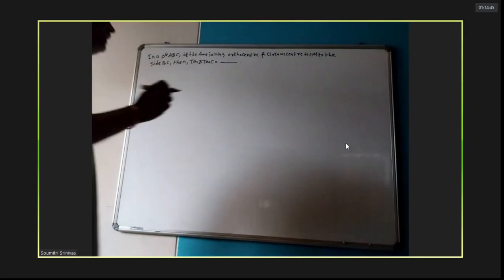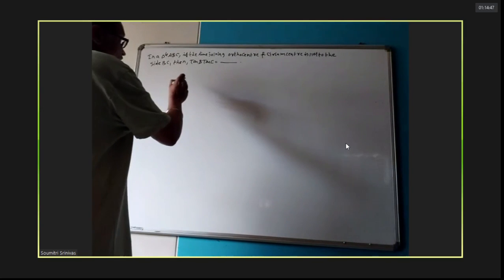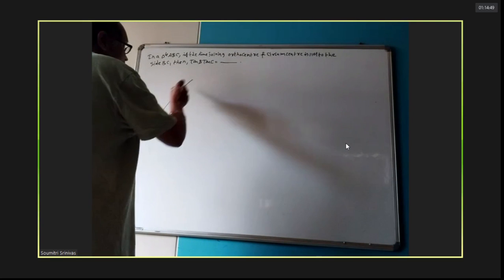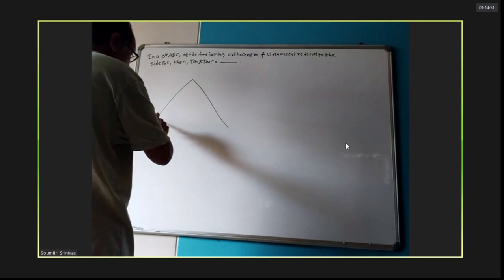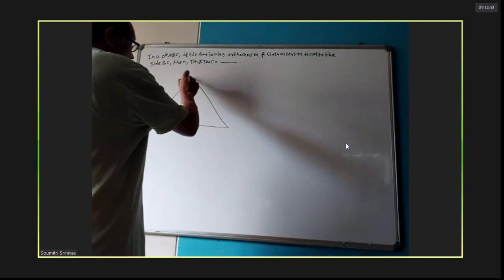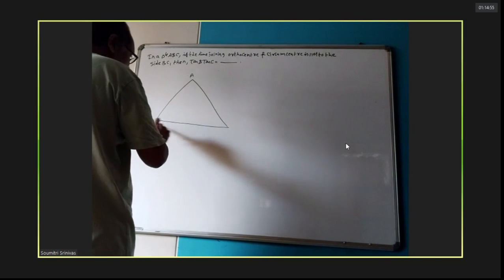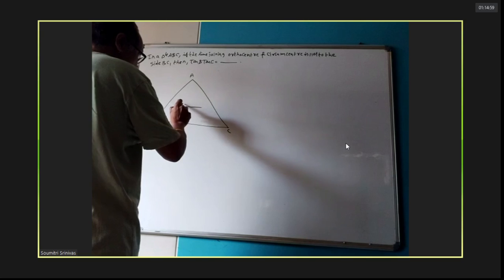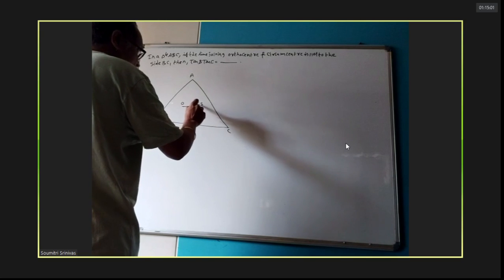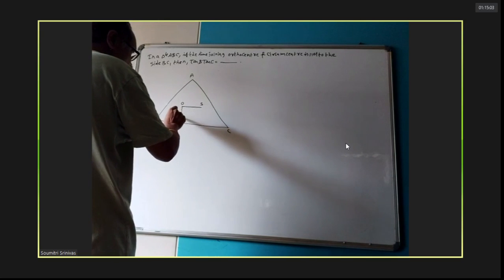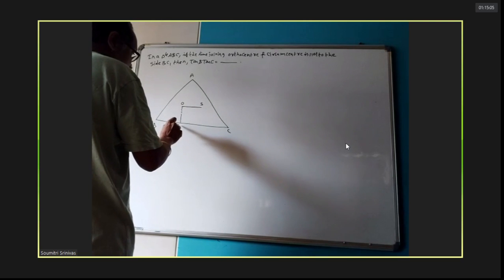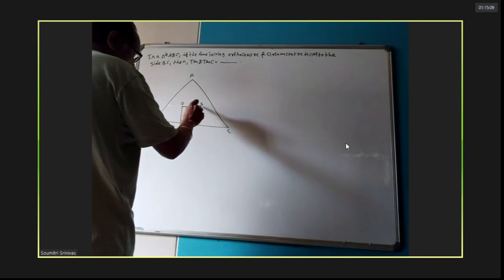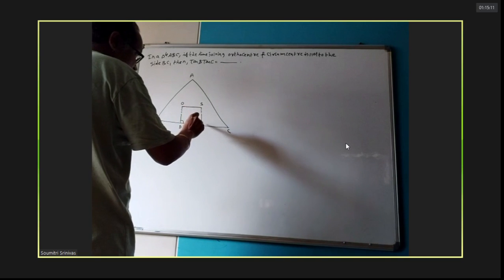The line joining the circumcenter and orthocenter is parallel to the side BC. Triangle A, B, C. Let this be O. Let this be S. Parallel to side BC.